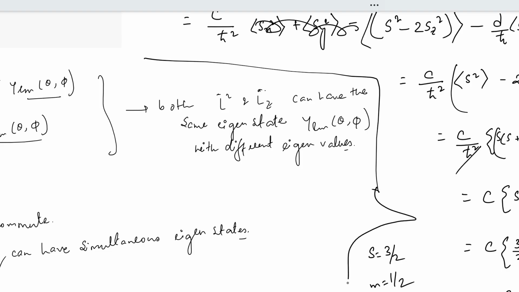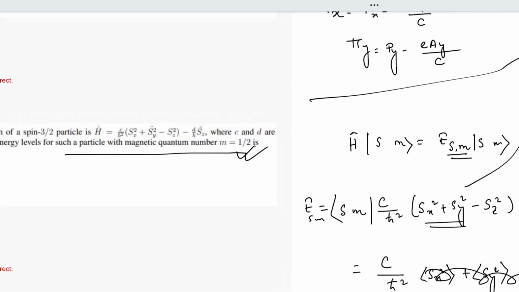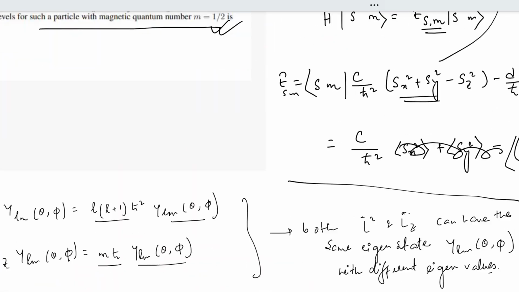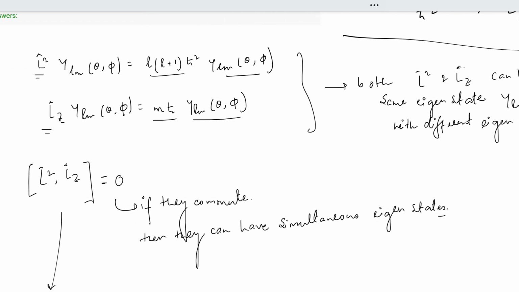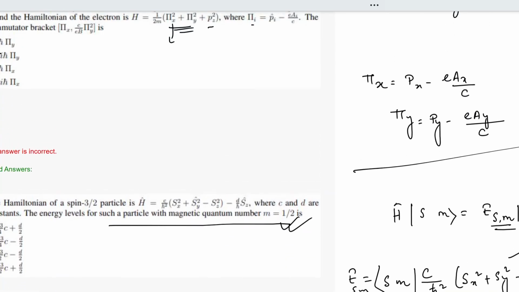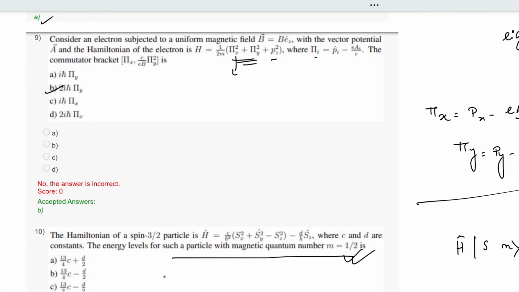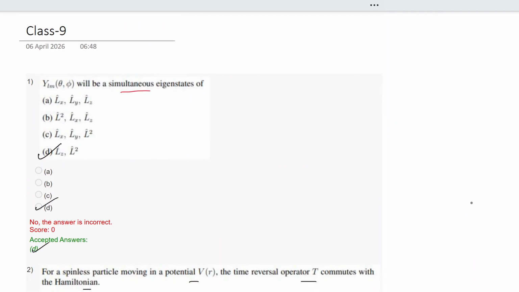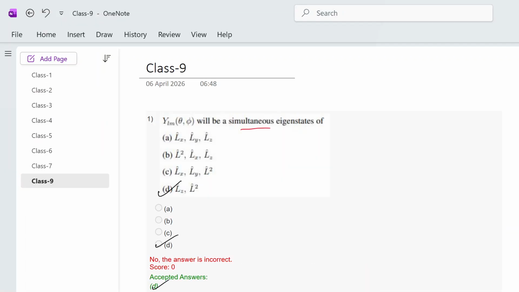So let us separate this. This is your final answer: 13C by 4 minus D by 2. So you are getting 13C by 4 minus D by 2, which is option number B, the correct answer. So with this we have solved all the questions in class assignment 9. So I hope it is clear.